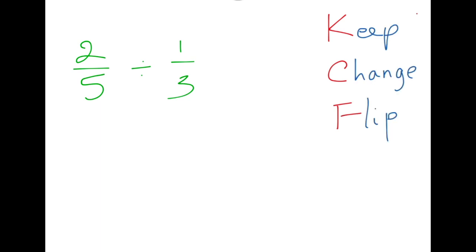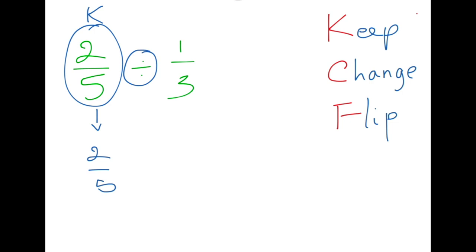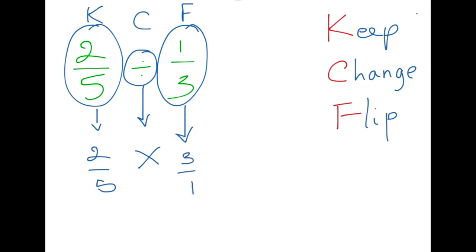Now let's talk about division. 2/5 divided by 1/3. When you divide fractions, there is something called keep, change, flip. What it means is you always keep the first fraction. You don't change it. So you just keep it the way it is. That's your keep. And then you change your division into multiplication. That's why I say change. And then you flip your second fraction. Instead of 1/3, it becomes now 3/1. That's where the flip comes from.